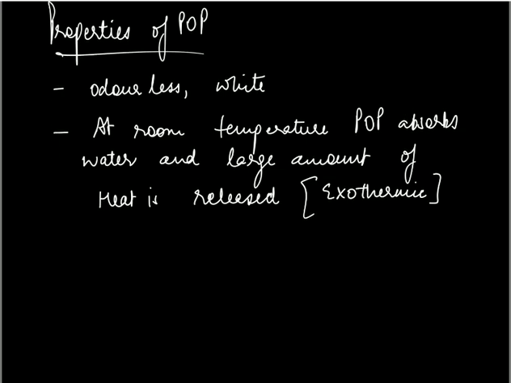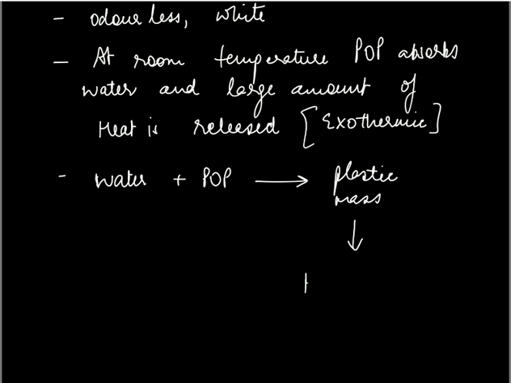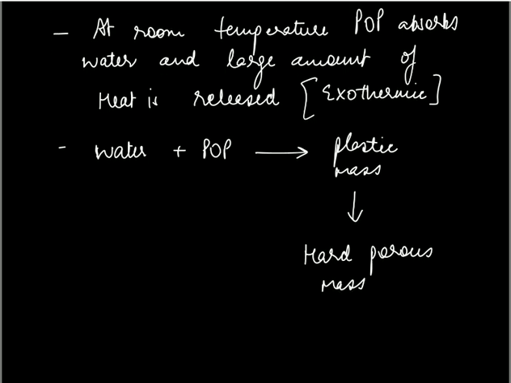Then when we mix water and POP, it forms a plastic mass and quickly sets into a hard porous mass within minutes. It actually becomes hard. That's why for any kind of science models, we use POP. We use POP for various uses, for making molds, statues, chalks, and fireproofing material. So many uses are there.